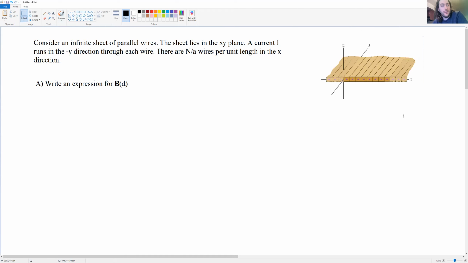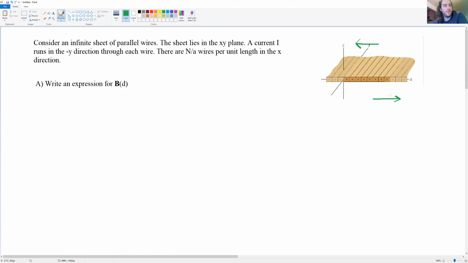So all the currents are coming out at us, so we can use our thumb and point it out of our screens, and our fingers are curling to the left on top of the sheet, and they're curling to the right on the bottom. We usually use green for magnetic field. So up here at the top it is going to be this way. Down here at the bottom, it is going to be this way.